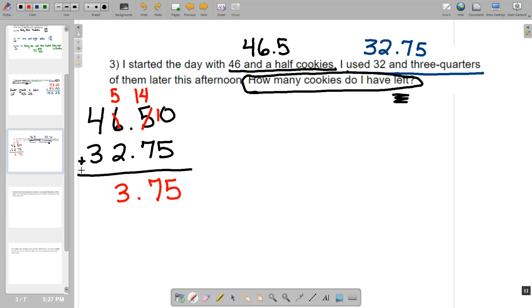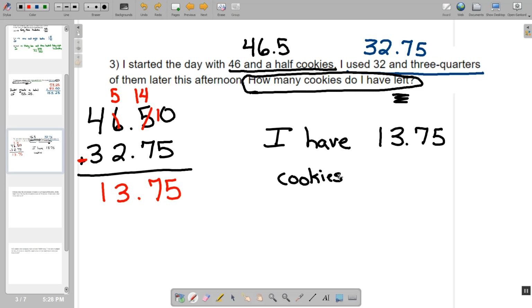Whoop, I should be subtracting, not adding. There we go. So it looks like we have 13.75 left over. And once again, that's how we can say the sentence. I have, or not dollars, cookies in this case. I have 13 and 75 hundredths cookies left over. Alrighty, just 2 left.